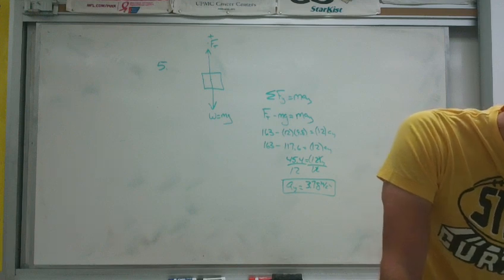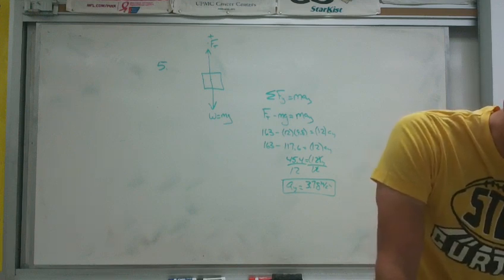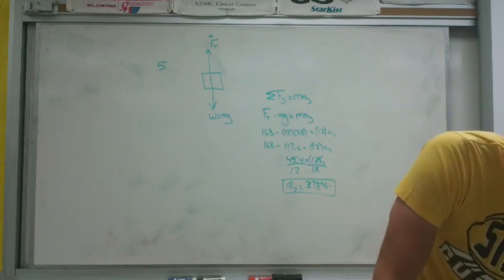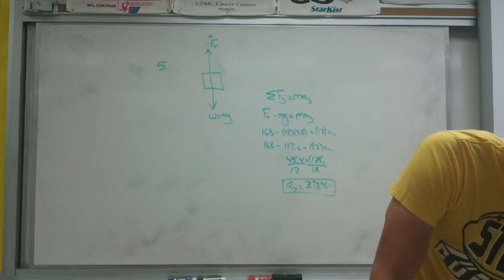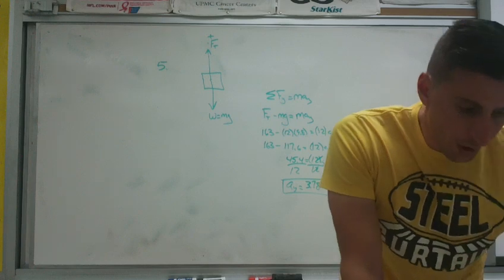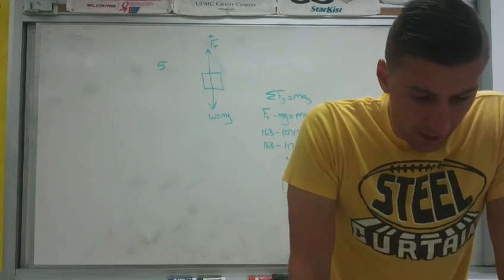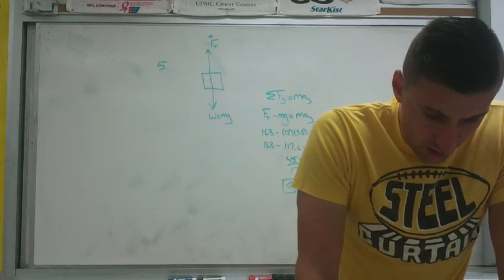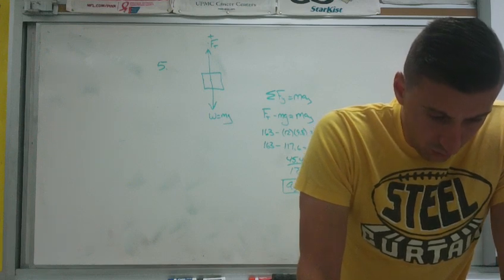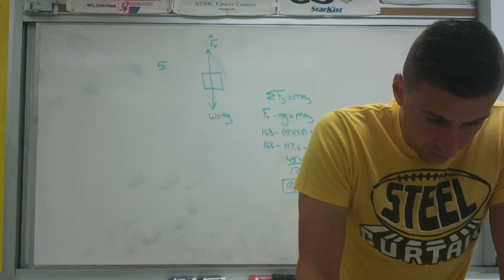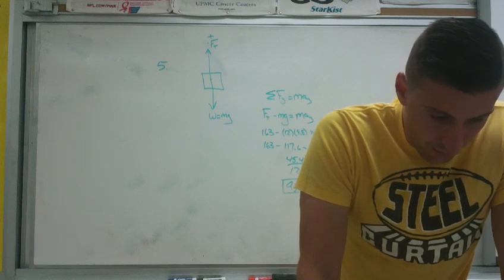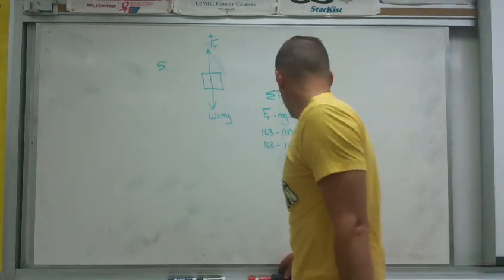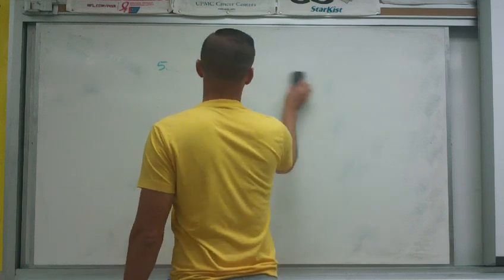All right, number 6 says, one 3.2 kilogram paint bucket is hanging by a massless cord from another 3.2 kilogram paint bucket, also hanging by a massless cord. If the buckets are at rest, what is the tension in each cord? If the two buckets are pulled upward with an acceleration of 1.6 by the upper cord, calculate the tension in each cord. Okay, so we have to draw each bucket independently.